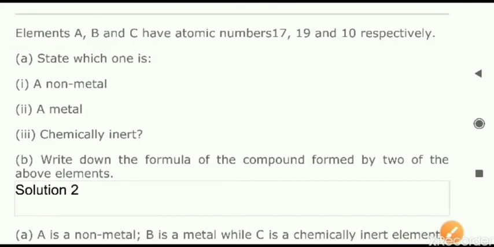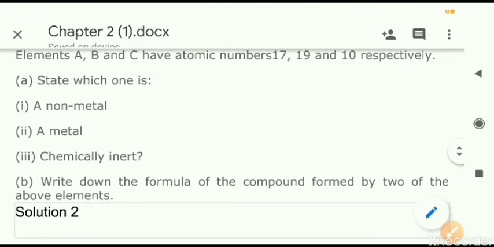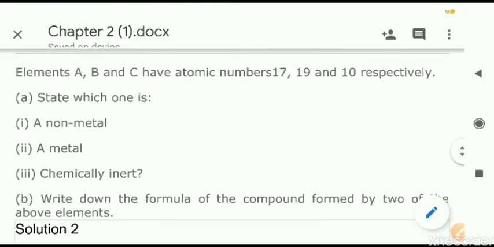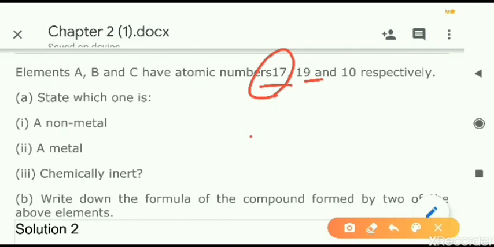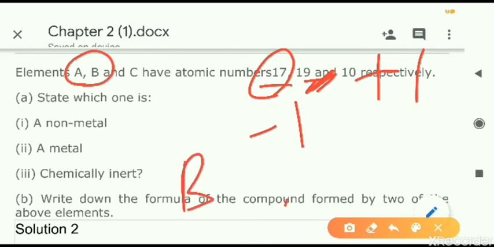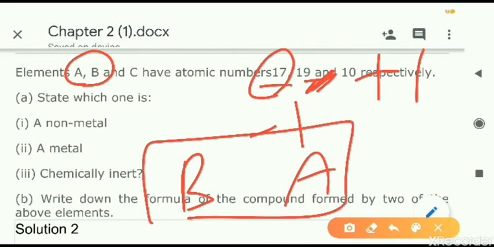Write the formula of the compound formed by the two above elements. Now A and B, one metal, one non-metal, if they form a compound, you can see here atomic number 17 and atomic number 19. Metal and non-metal forming a compound is an ionic bond. One will gain an electron and form a negative ion with valency -1. The other, atomic number 19, will lose one electron, so its valency is +1. So here B is a metal, A is a non-metal, and as a result the compound will be BA.